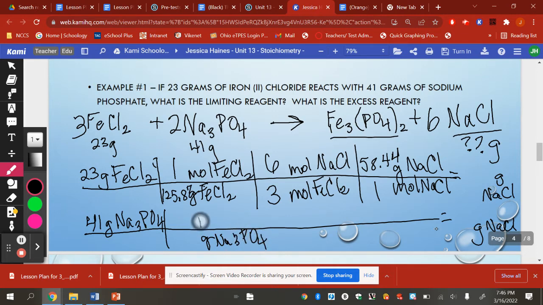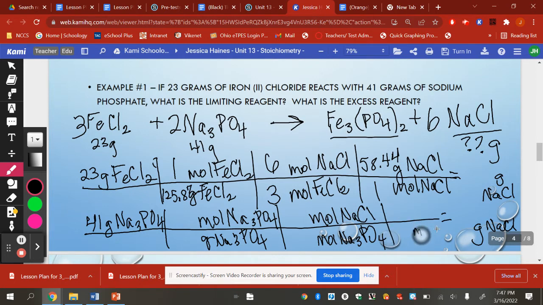Na3PO4, 2 moles. So again, we're going to set up our second bridge the same way. I'm sorry, this is so messy, guys. And then we would go from moles of Na3PO4 to moles of sodium chloride, and then moles of NaCl to grams of NaCl. Of course, this gets a 1 and this gets a 1. In our mole section of the bridge, we look at our balanced equation. Of course, we have 6 moles of NaCl, and we have up here 2 moles of Na3PO4.